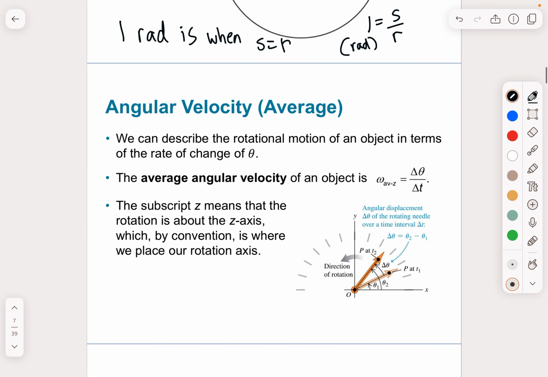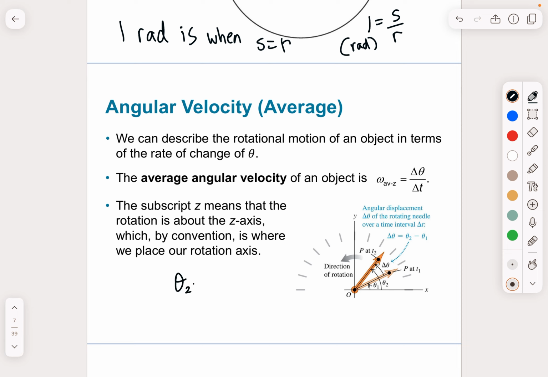So angular velocity is obviously going to be the rate of change of the angle with respect to time. And this is going to be an average quantity. Whenever we use average velocity, it's when we are finding the velocity from like 2 data points, okay? And that's the same for angular velocity. So we're using 2 data points to find the velocity.